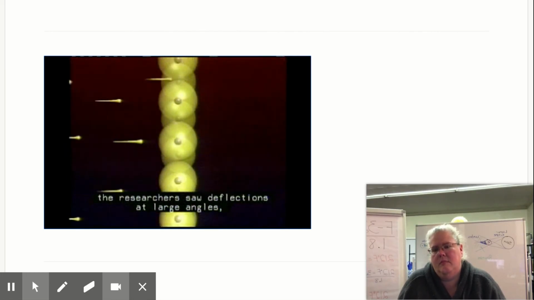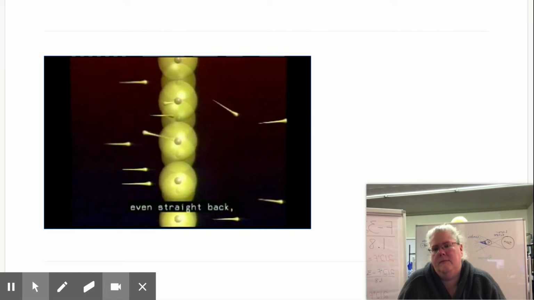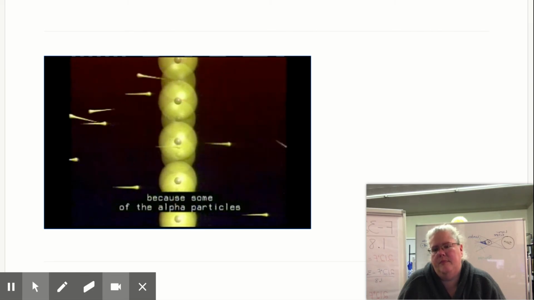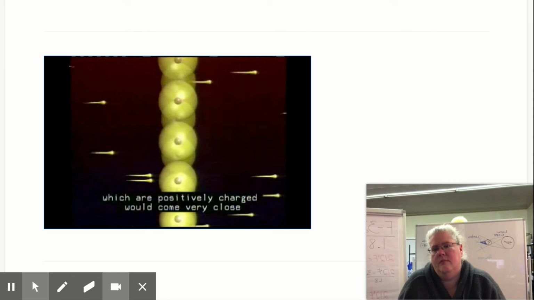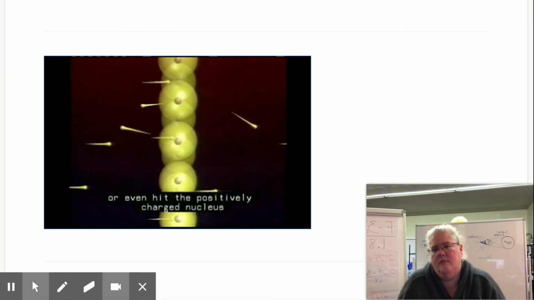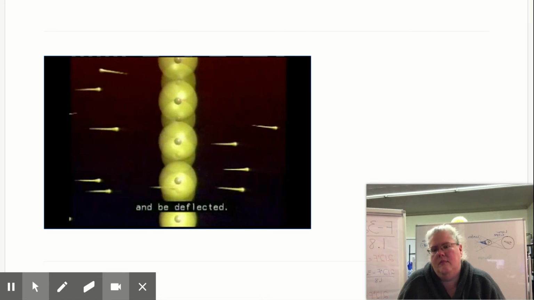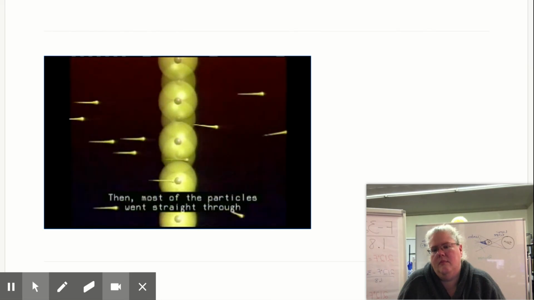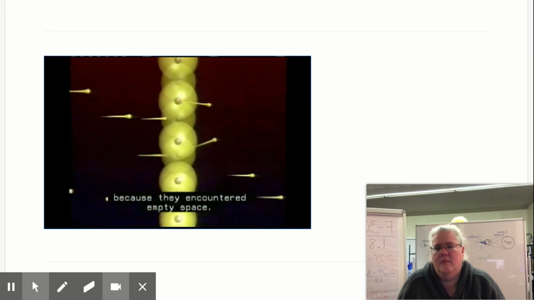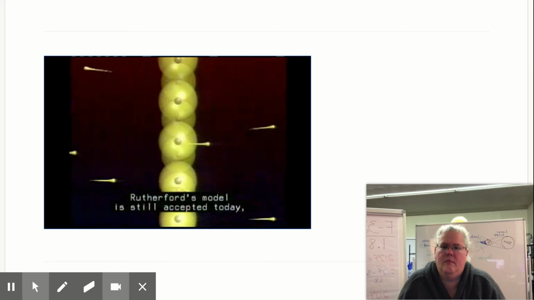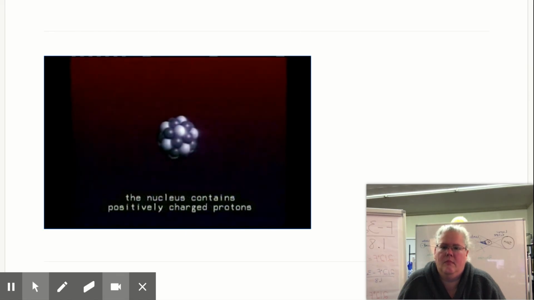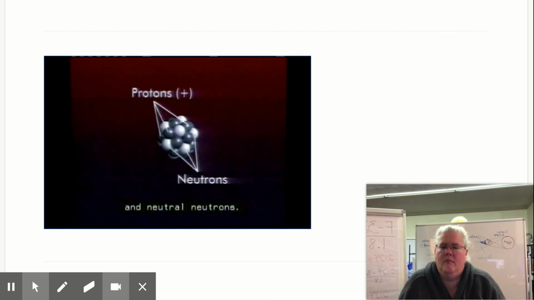The researchers saw deflections at large angles, even straight back, because some of the alpha particles, which are positively charged, would come very close or even hit the positively charged nucleus and be deflected. Then, most of the particles went straight through because they encountered empty space. Rutherford's model is still accepted today, although scientists later discovered that the nucleus contains positively charged protons and neutral neutrons.